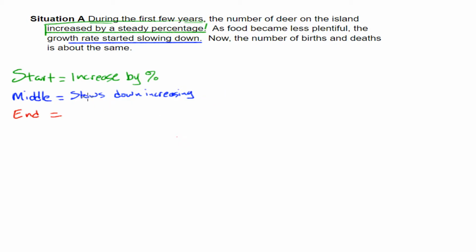And then finally, at the very end here, we want to know at the end, now the number of births and deaths is about the same. About the same means that the population is the same, which means it is flat or level.